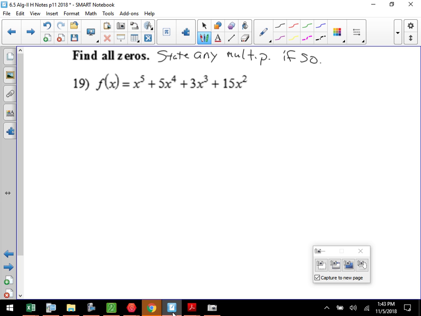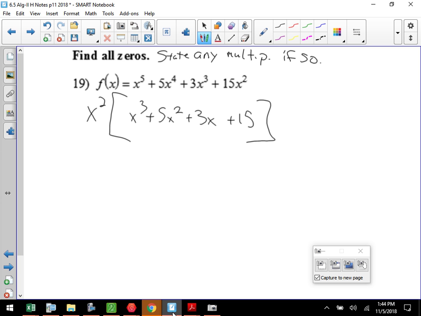When you have one like 19, you have a 5th degree polynomial. How many zeros can a 5th degree polynomial have? 5. What is the first rule of factoring no matter what? GCF. What do all 4 of those terms have in common? X squared. So what I'm going to do right away is take the x squared out. Then I'm left with x cubed, 5x squared, 3x, and a 15.